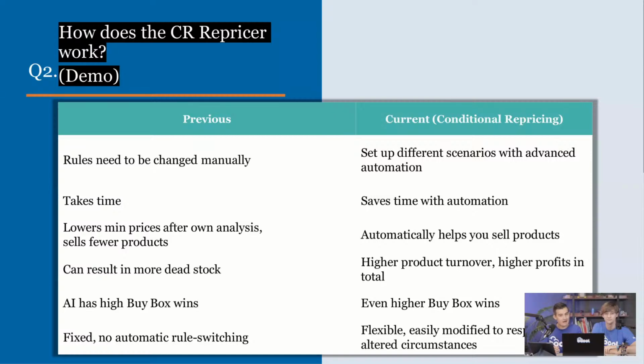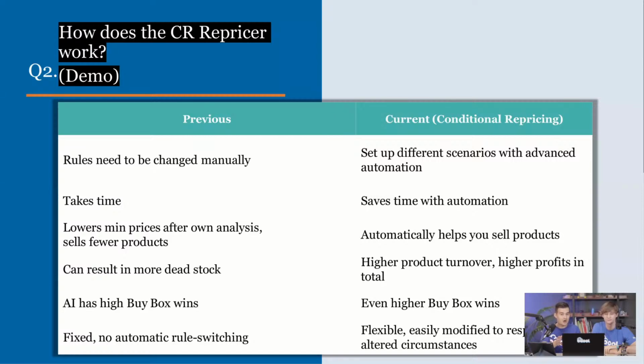Previously, let's say you don't win the buy box for a listing, then you have to go and lower the min price yourself. You might have to make it a more aggressive rule than before. But now you can do this automatically. So it actually saves precious time, especially for Q4.